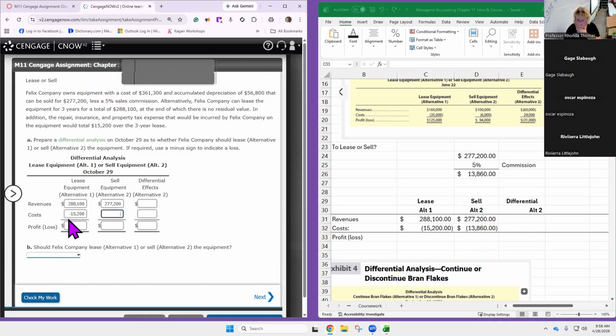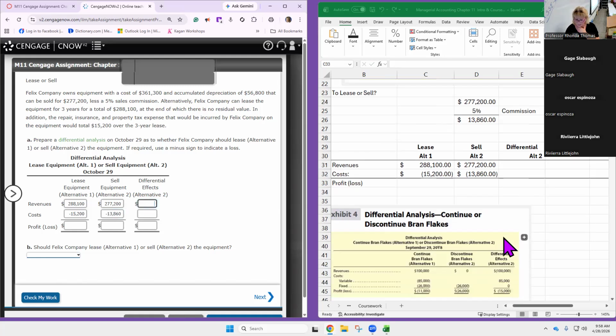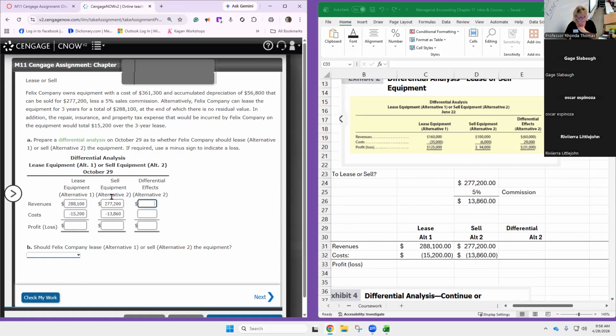Okay, so we're going to put that in as a negative. So here's the thing, this alternative number two, it's less in revenues, isn't it? So what you have to do is subtract the sale. You're going to take the amount of the sale and subtract the lease equipment. That's going to give us a negative 10,900.